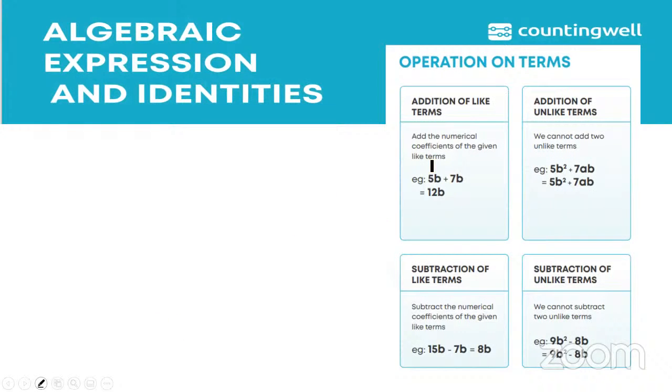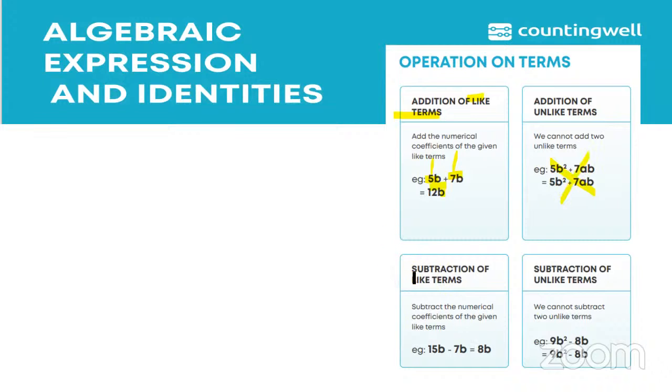Let us see operations on terms, starting with addition of like terms. While adding like terms, you have to add the numerical coefficients of the given like terms. For example, 5b and 7b. Here the numerical coefficients are 5 and 7, whereas the algebraic factor is b in both terms. You can see that b is a common factor for both the terms. So we keep it as it is and add 5 and 7, so you'll have 12b. Note that we cannot add unlike terms.